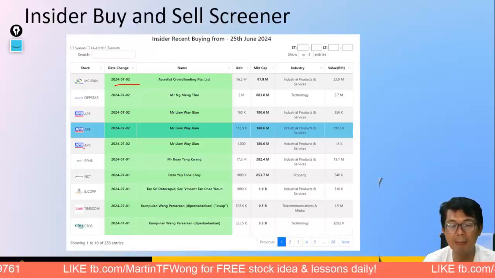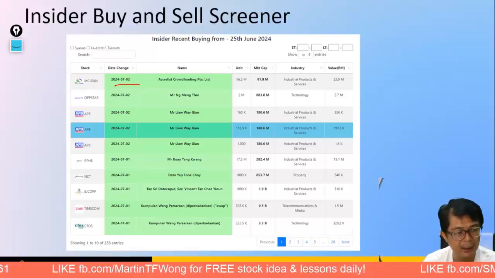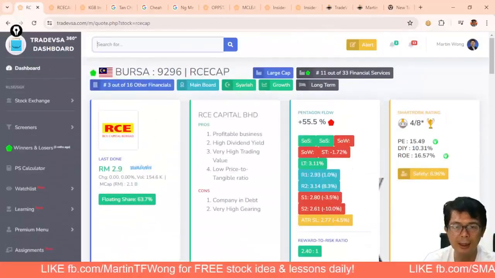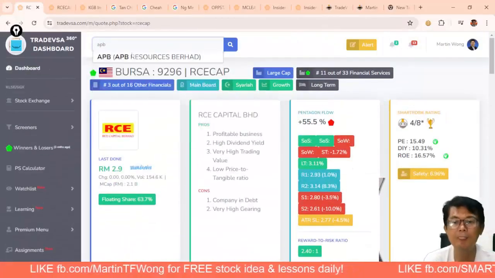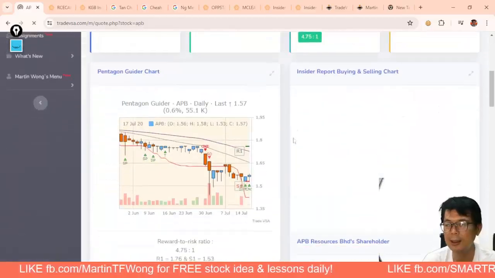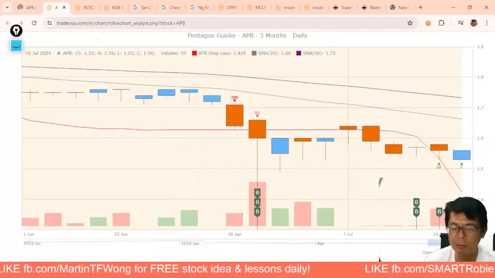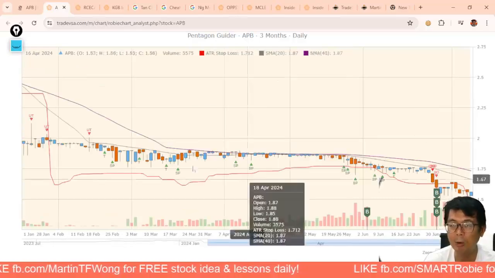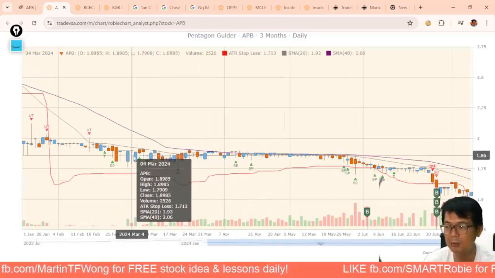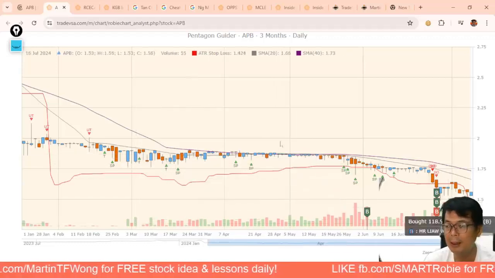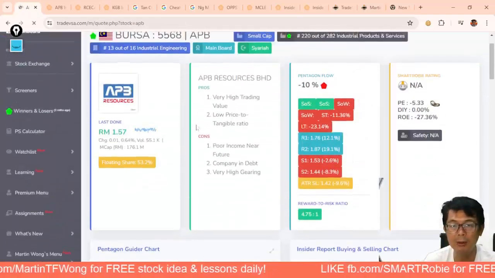Alright, so we can take a look at APB. Whatever comes out in the buying and selling, just do some investigation. APB, okay, resources, and you open up here. This one is interesting. Remember earlier on, we saw Opstar, the owner, go in and buy. So this one here, APB, what do they do?